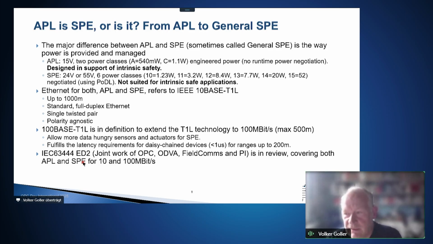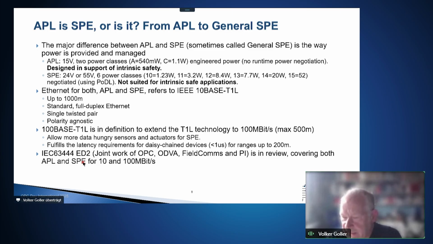And there is the 100-base-T1L at the horizon, a 100 megabit version of the 10-base-T1L, which gives us more power. This is specifically interesting for SPE, and it fulfills latency requirements for daisy-chained devices, even at least up to 200 meters. If you go 500 meters, you want to activate forward error correction. So you get a bigger delay.